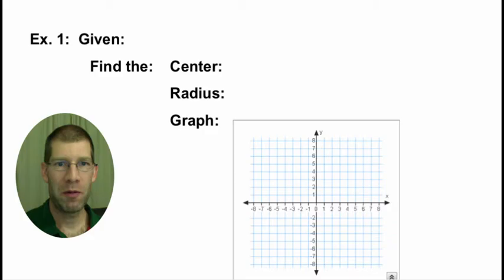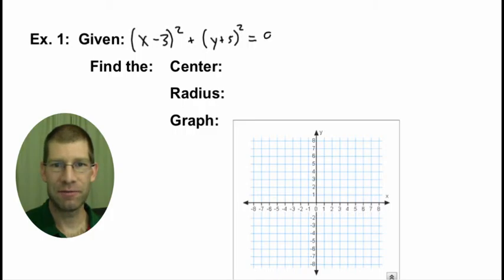Alright, so I want to come up with an equation here that we can go through and find the center and the radius and graph it. So I'm going to go with this one. Given (x − 3) quantity squared plus (y + 5) quantity squared equals 9. So that's an equation for a circle.